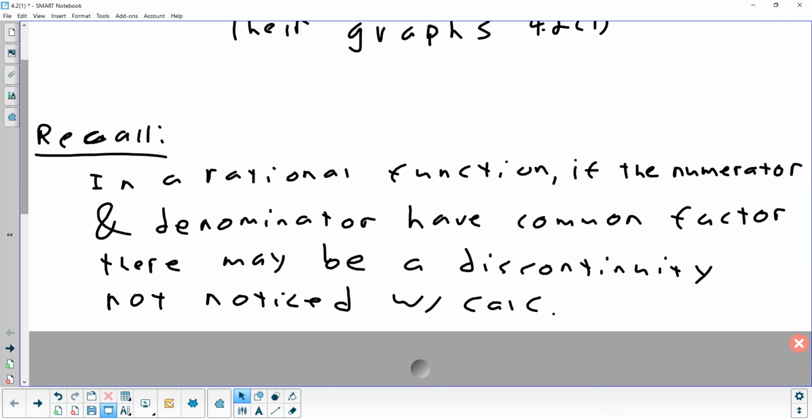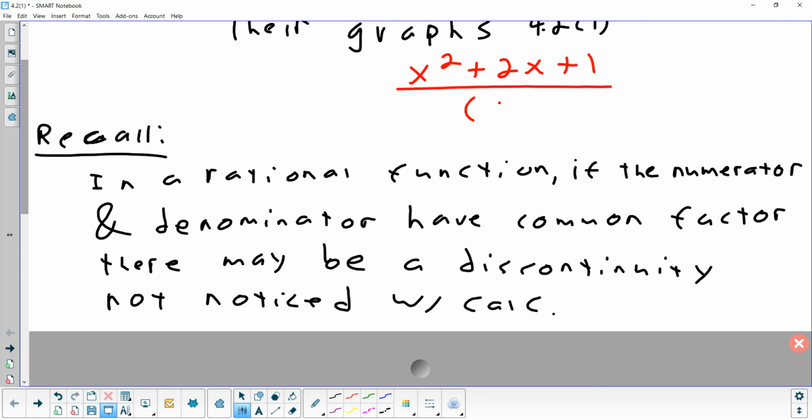So remember that in a rational function, if you have a common factor in the numerator and the denominator, and you graph it, you could end up with a discontinuity that you can't really notice. What if we called that type of discontinuity in here? Can't really see it on the graph, but it is there. Yeah? Would it be a hole? It's a hole.